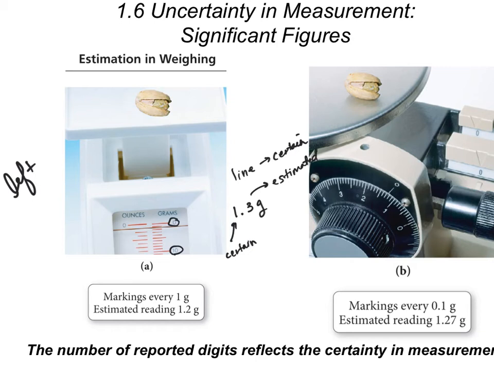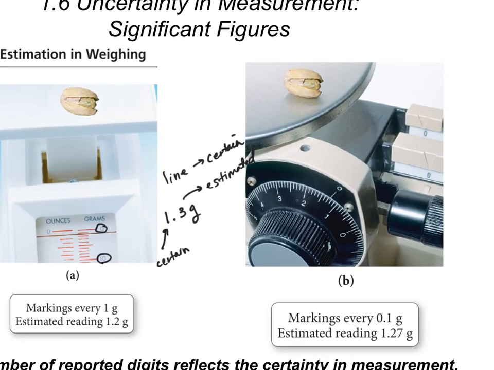All right, so now let's move over to our right scale. Same pistachio, measuring the exact same weight, okay? So what we're looking at here are these guys down here, okay? Note that we have lines here, here, so we have 0, we have 1, we have 2.